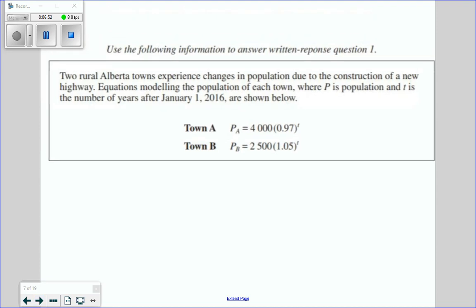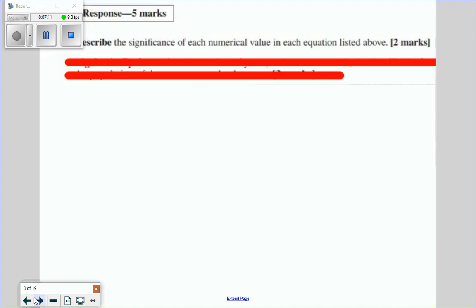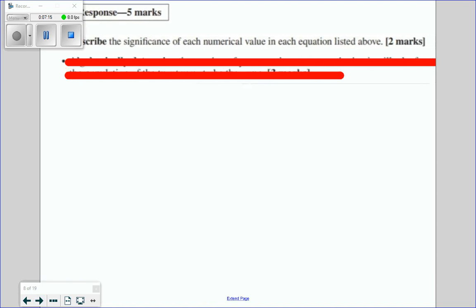I handed this out to you, right? Okay. So it says 2 rural Alberta towns experience changes in population due to the construction of a new highway. Equations modeling the population of each town where P is the population and T is the number of years after January 1st, 2016 are shown below. So part A of the question is describe the significance of each numerical value in each equation listed above.